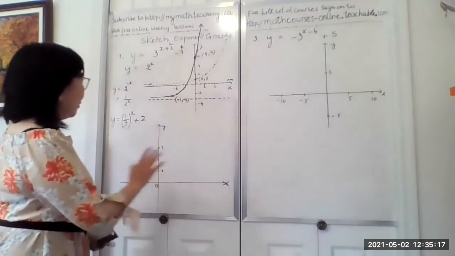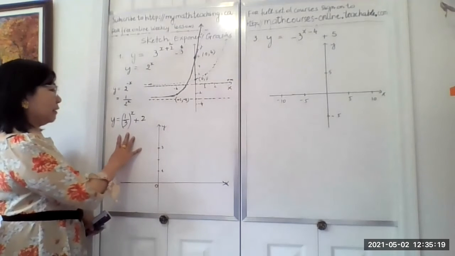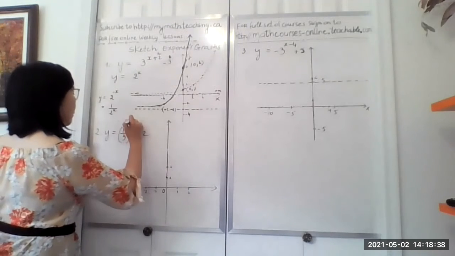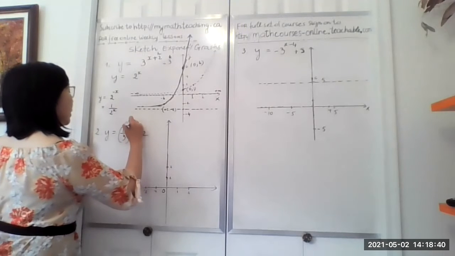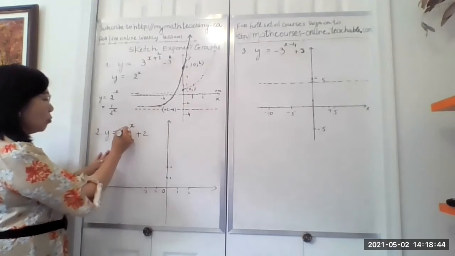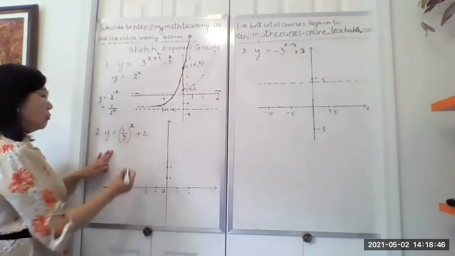Okay, now let's talk about this graph down here, and see what the transformation is for the second graph here. So we have a base of a fraction, 1 over 3.